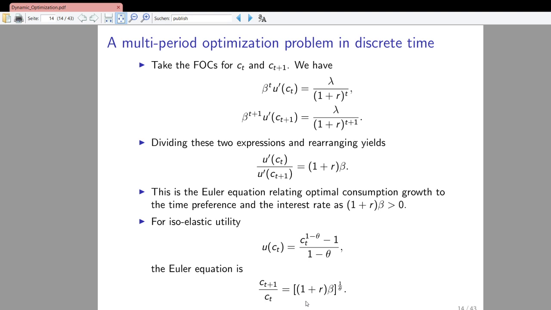By contrast, if the interest rate is so low that the product of 1 plus the interest rate times the discount factor is smaller than 1, then we would have that consumption shrinks over time.